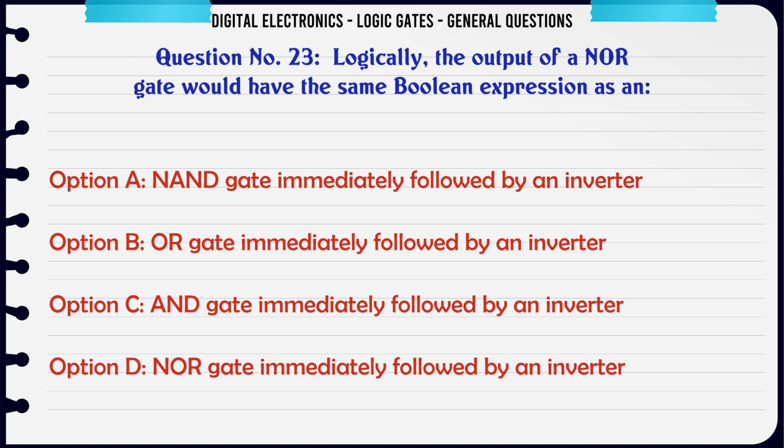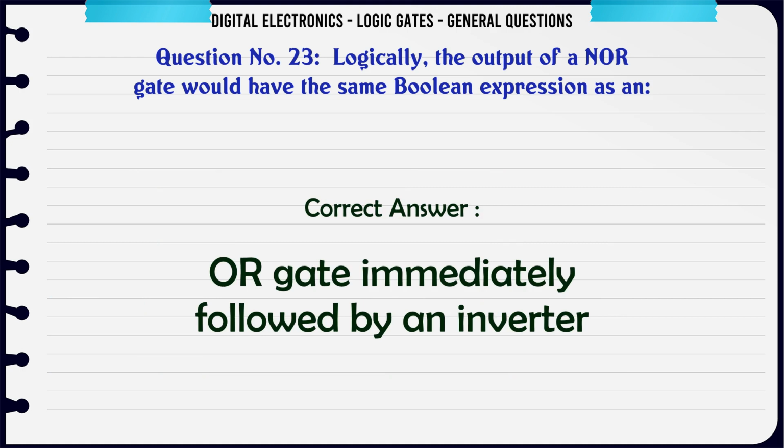A. NAND gate immediately followed by an inverter, B. OR gate immediately followed by an inverter, C. AND gate immediately followed by an inverter, D. NOR gate immediately followed by an inverter. The correct answer is OR gate immediately followed by an inverter.